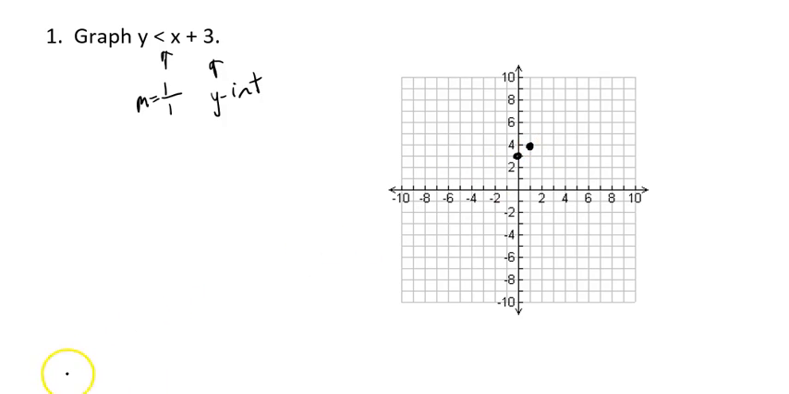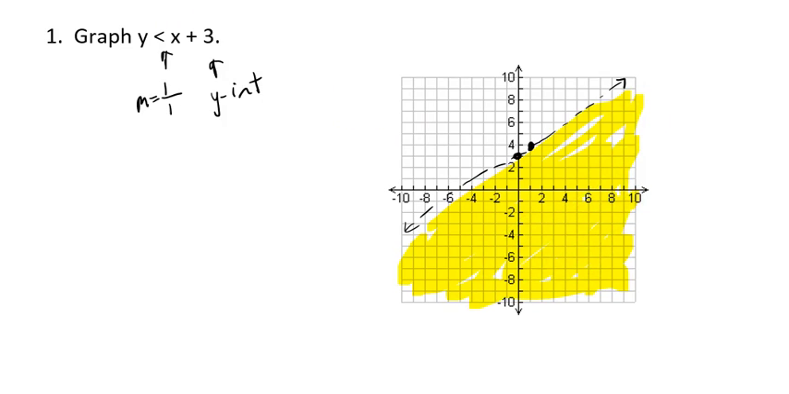And then I want to connect those using a dotted line because this is a strictly less than symbol. And it's kind of hard for me to draw straight on here. You can probably draw straighter on your paper with a ruler. So I have a dotted line. And then because it is less than, I'm shading below, which is underneath this line. So this whole area is shaded.